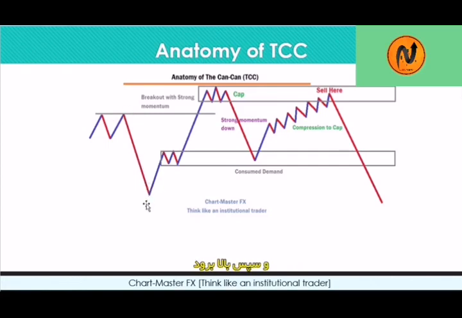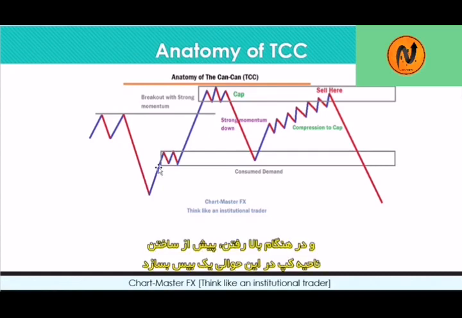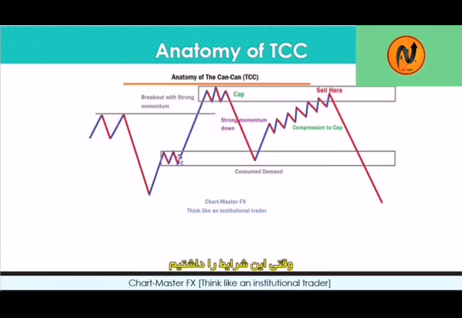Once the price drops down, it goes up. Once the price goes up, it creates a base somewhere along here as the price is going towards creating a cap area. Once we have this condition, we wait for this resistance to be broken in order for the conditions of the TCC to be valid. Once this resistance has been broken, it should be broken with great momentum. There should be momentum of price here as the price is creating a cap area.